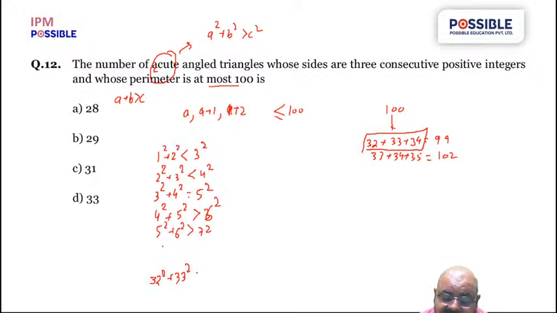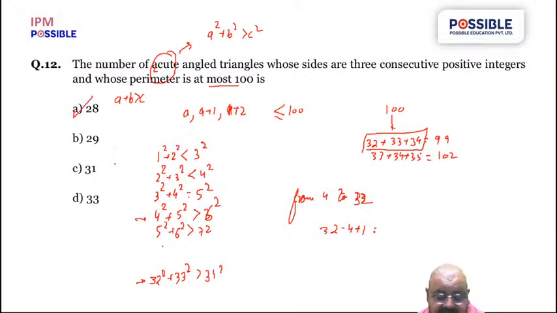So all sides for which the smallest side starts from 4, goes up to 32, will satisfy all the conditions given in the question, and therefore numbers from 4 to 32, which is 32 minus 4 plus 1, including both numbers, and therefore 28 becomes the answer for question number 12.